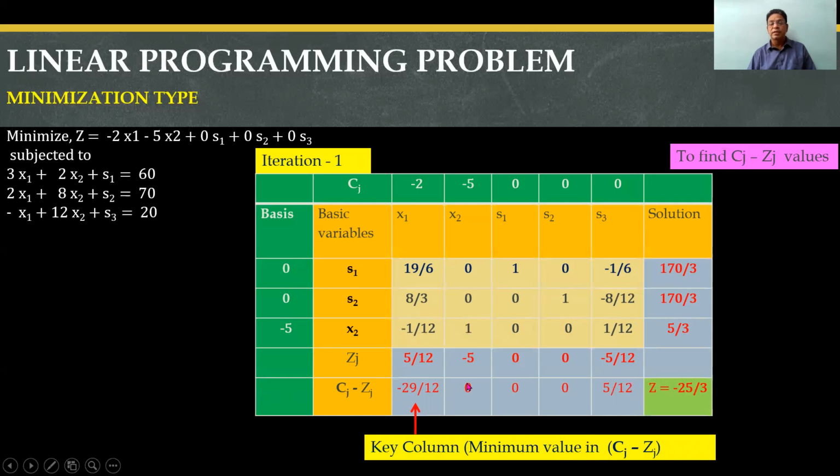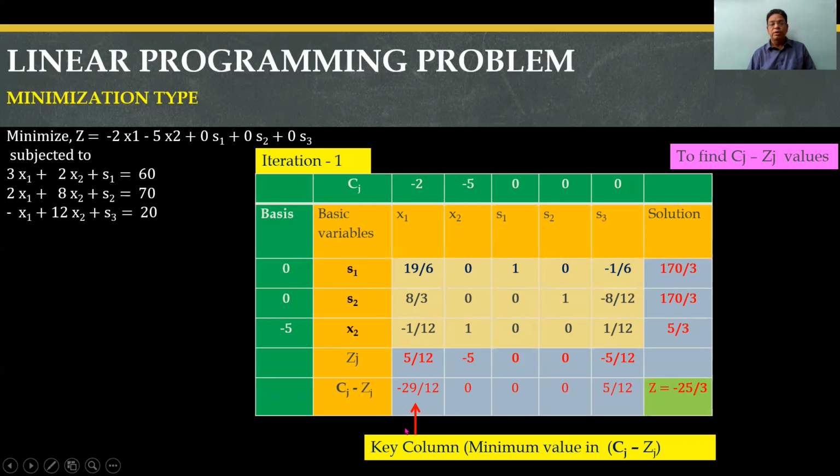Now you can notice here that under x2 we have 0 in the cj minus zj row. Under s1 we have 0 in the cj minus zj row. Under s2 we have 0 in the cj minus zj row. And these x2, s1 and s2 are the basic variables. So whichever is a basic variable will always have 0 in the cj minus zj row. So this can also be a check. After solving, if you are getting these 3 as 0, you can understand that what you are doing is correct.